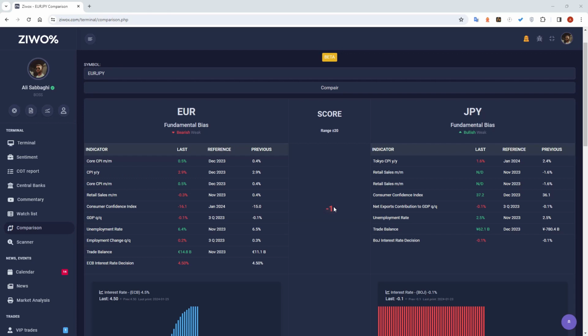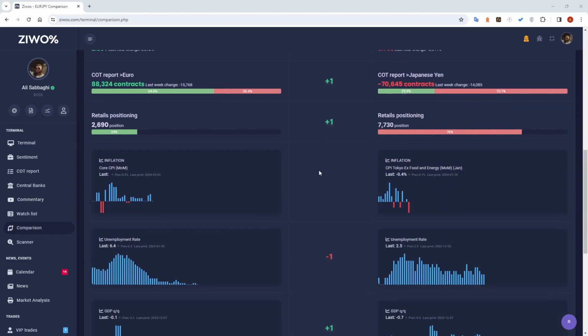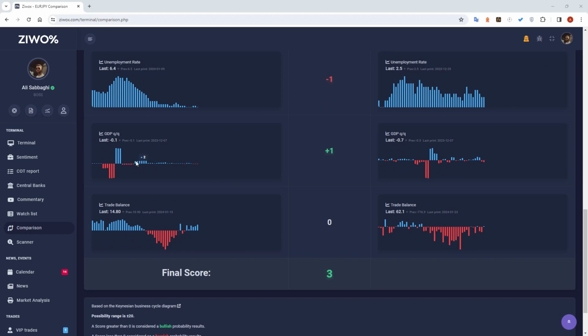Let me show you the Eurozone economy index on the comparison page. What we have is lower inflation, lower retail sales than previous, lower consumer confidence, and also lower GDP than the previous number. For historical GDP, we have lower and lower GDP prints in a row, which is a significant sign of recession.